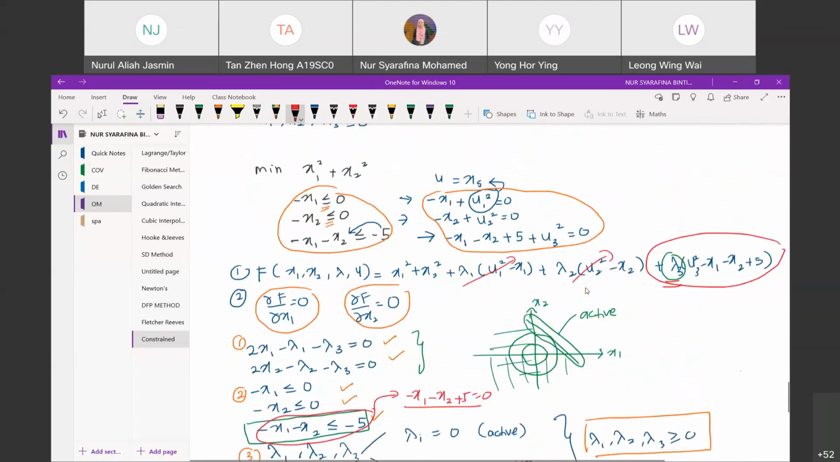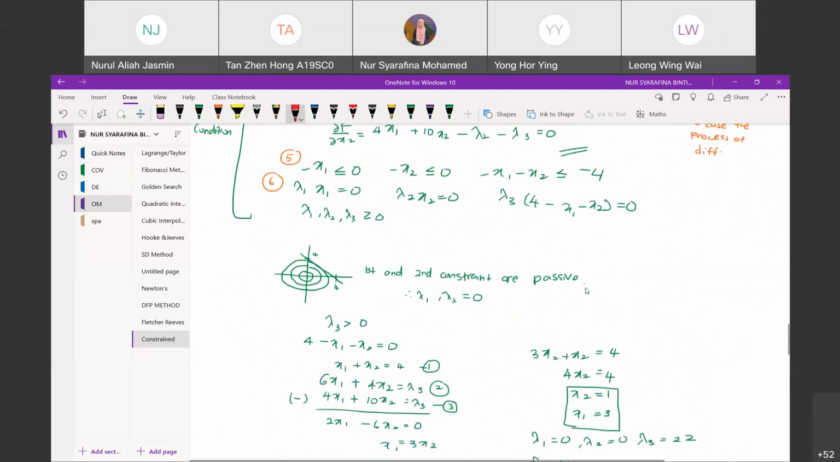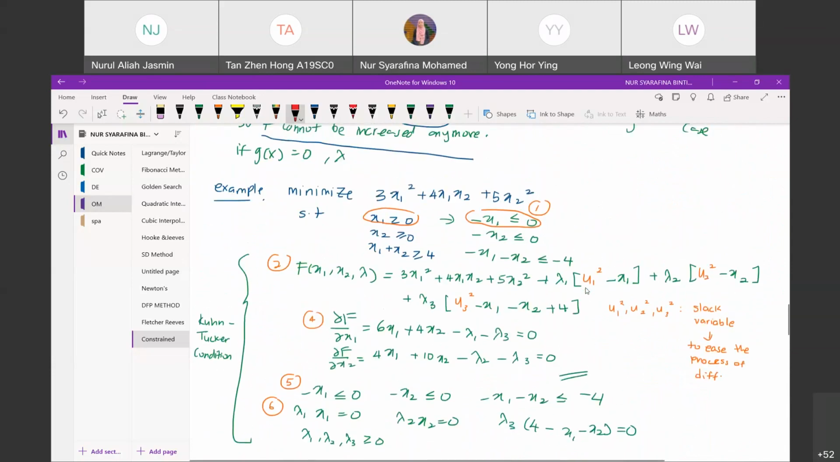Let's try the previous example that we discussed in our last class. We have negative 3x1 squared plus 4x1 x2 plus 5x2 squared. Now you have the constraint of greater or equal than here. So what you have to do from here is to convert this to less than. Then you can have your Lagrange.